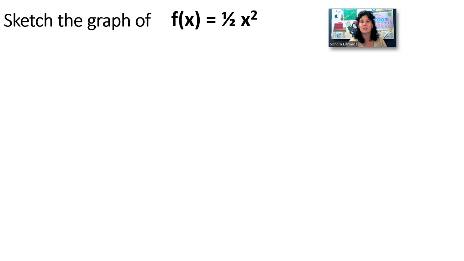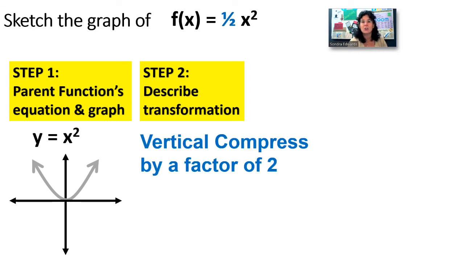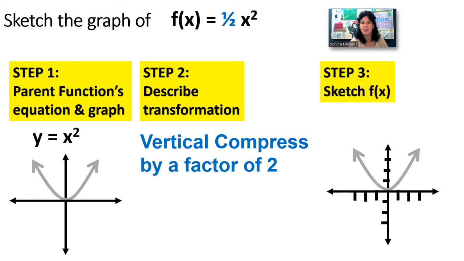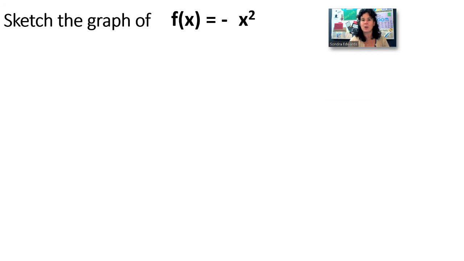Y equals 1/2 x squared comes from y equals x squared. Because it's a number between 0 and 1, it's going to be a vertical compression. Notice, by a factor of 2, not by a factor of 1/2. So when you say compress, that means you're already squishing it, and it's twice as squished. Okay, so if I grab that parabola, y equals x squared, and I compress it by a factor of 2, it really means all of those points are going to be half as high off of the x-axis, so it gets wider, and we have the graph of y equals 1/2 x squared.